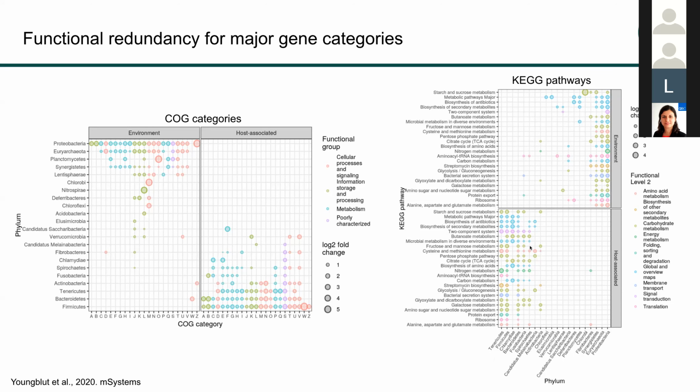So this was an interesting finding, suggesting that there is a decent amount of functional redundancy, at least at this broad functional level of KEGG pathways or COG categories. So similar functions, but different taxa doing them, depending on the biome.